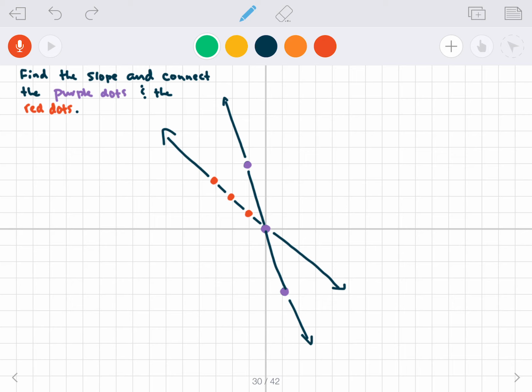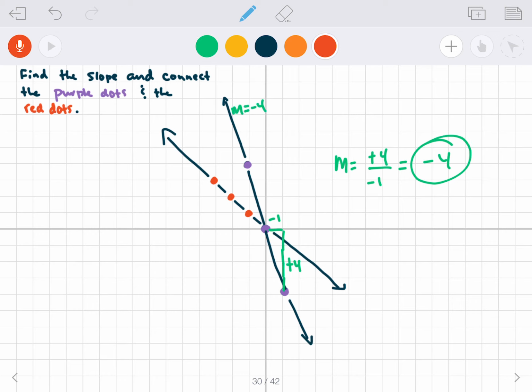So for purple, I'll start here and end here. So I rise 1, 2, 3, 4, so I went up 4, and then I went to the left 1, so minus 1. So my slope for the purple is rise 4, run negative 1. A positive divided by a negative is a negative, so my slope is negative 4 for this guy.